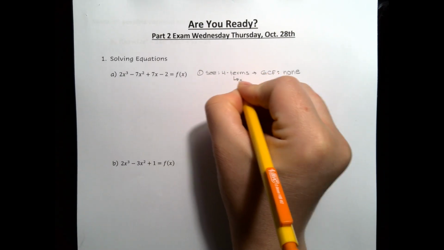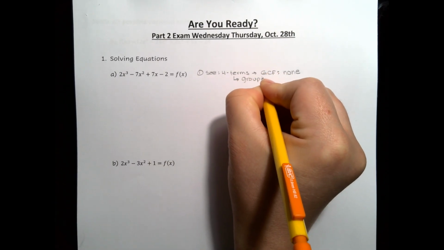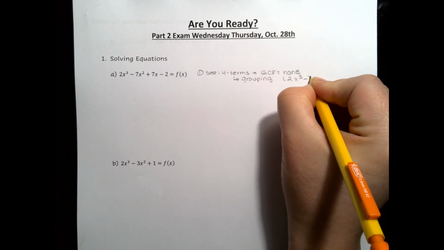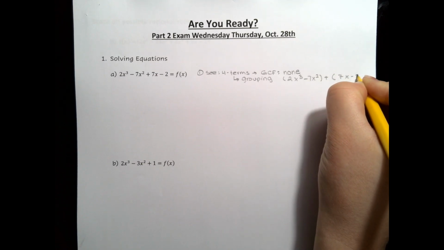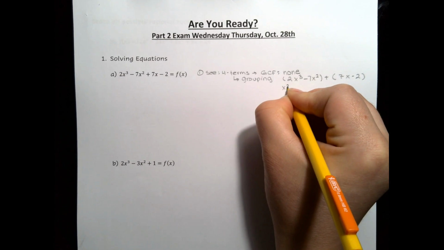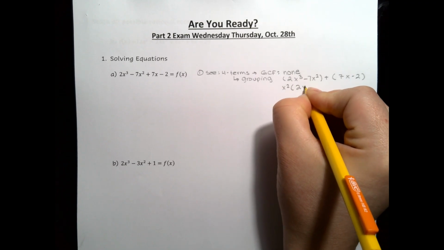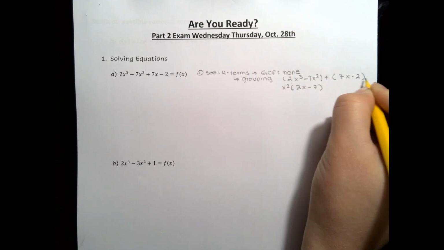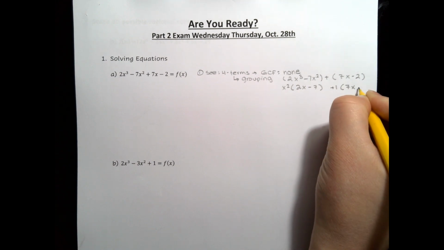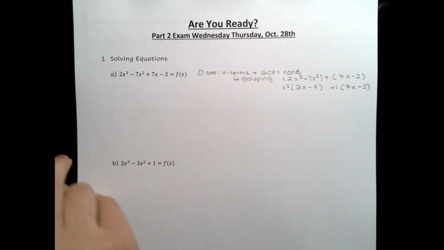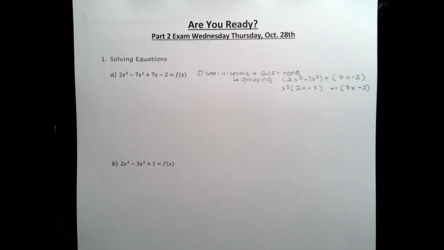Step number 2, or I guess still step number 1, we're going to still consider factoring possible by grouping since I have 4 terms. So I'm going to group 2x cubed minus 7x squared together, and I'm going to group a positive 7x minus 2. Pulling out GCFs, I can remove an x squared, leaving behind a 2x minus 7. Here, 2 and 7, they don't get along, so the only GCF I can pull out is 1, leaving behind 7x minus 2.